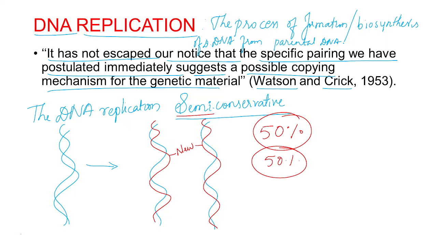Since only 50% is newly synthesized, it is called semi-conservative. That means the conservation of the other 50% has taken place there. Is that clear? So this particular process of semi-conservative DNA replication was explained by whom? The particular scientists, that is Watson and Crick.